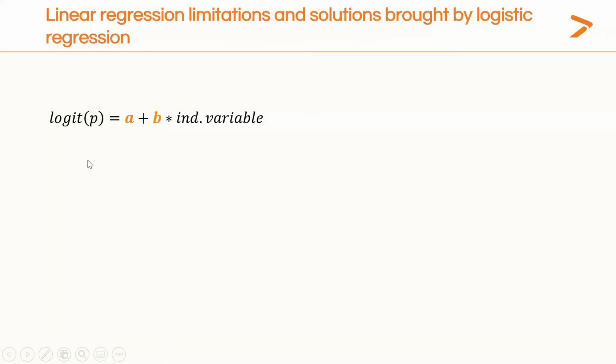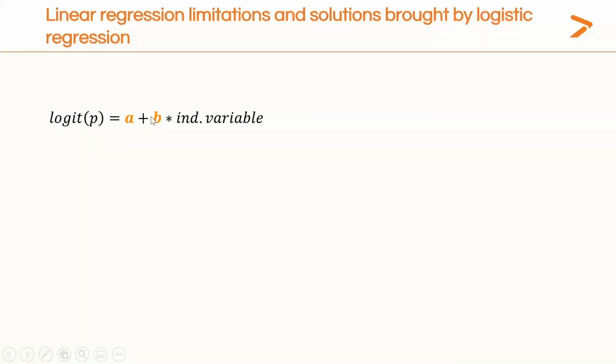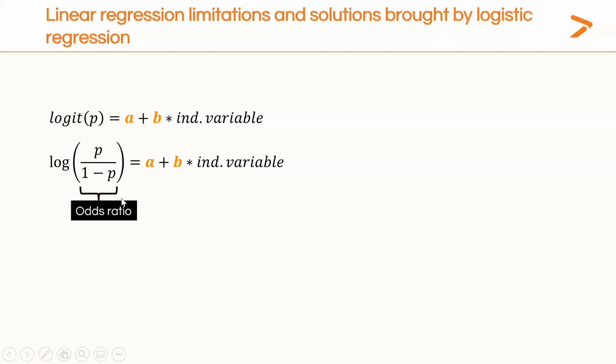So here I'm taking my model back, the last model I've written here: the logit of a probability of being a case equals a plus b multiplied by the independent variable. How to develop this? Like this. This is the logarithm of p divided by 1 minus p. This is the probability of being a case. And this is what we call an odds ratio, which we'll be interpreting in the outcomes of logistic regression.